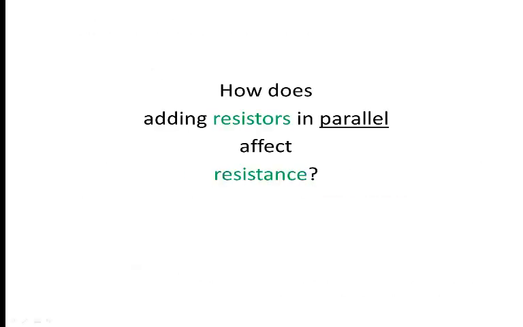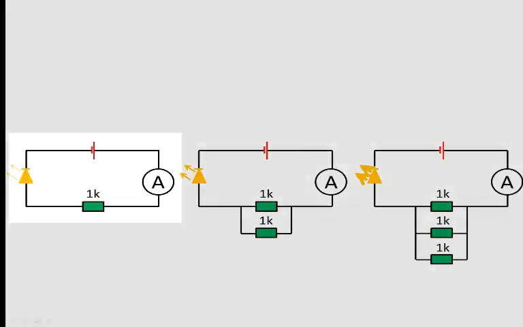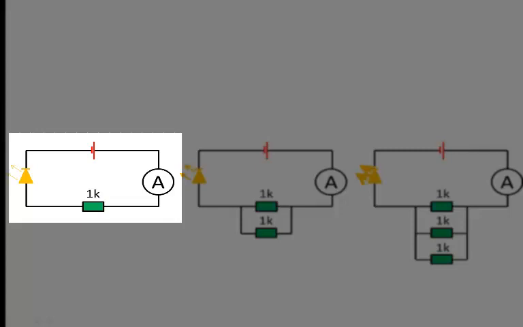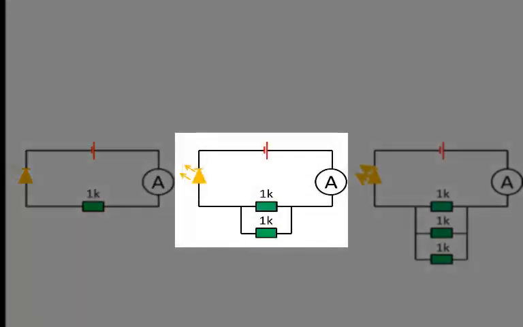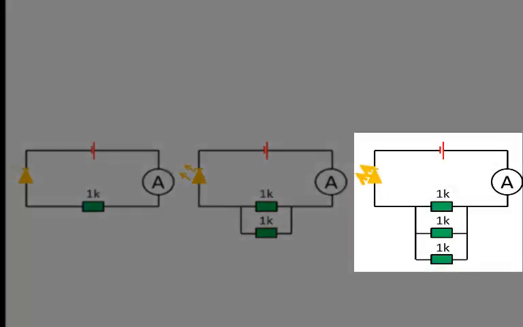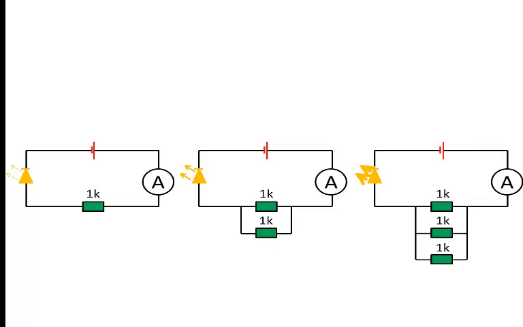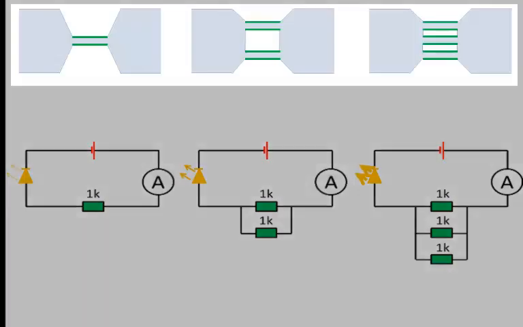Remember previously we've asked, how does adding resistors in parallel affect resistance? And how does adding resistors in parallel affect current strength? We used 3 circuits. One had only one resistor together with an LED. The second one had 2 resistors in parallel with one another, and the third circuit had 3 resistors in parallel with one another. We can compare these 3 circuits to 3 water circuits.